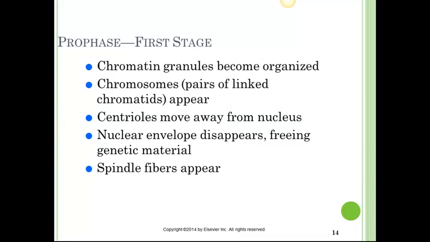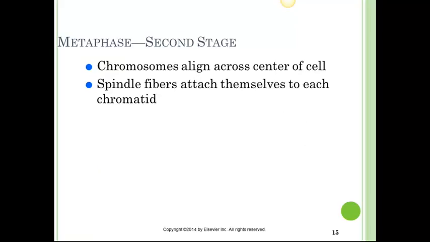Prophase is where the chromatin granules become organized. Chromosomes, pairs of linked chromatids, appear, centrioles move away from the nucleus, and the nuclear envelope disappears, freeing genetic material. The spindle fibers appear and are guide wires to assist chromosomes to move towards the opposite ends of the cell later in mitosis. The second phase is metaphase, in which chromosomes align across the center of the cell. Spindle fibers attach themselves to each chromatid. Centrioles have migrated to the opposite ends of the cell at this point.